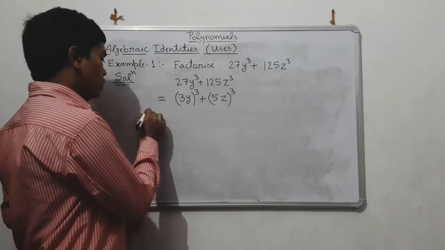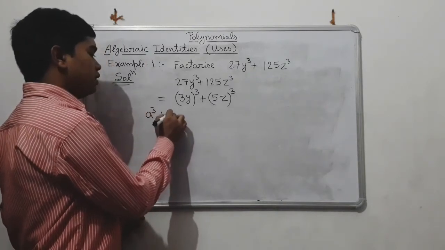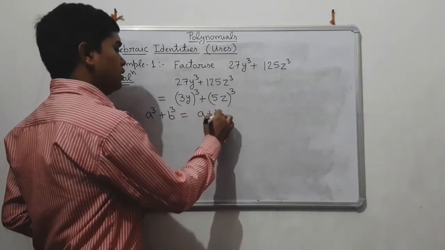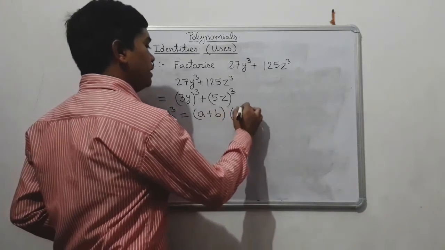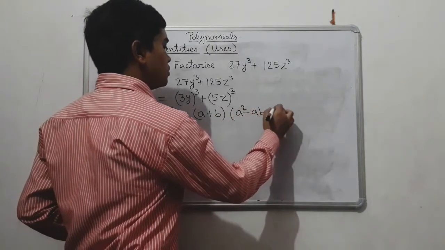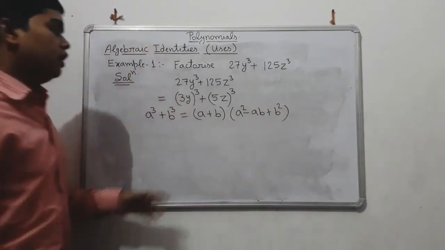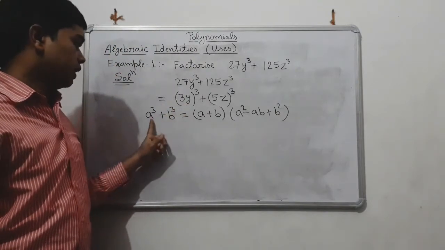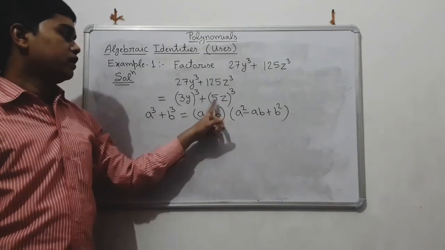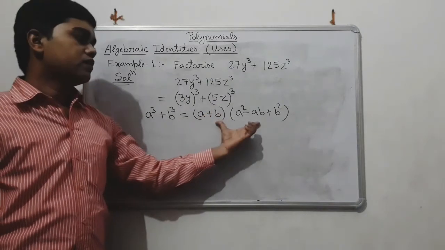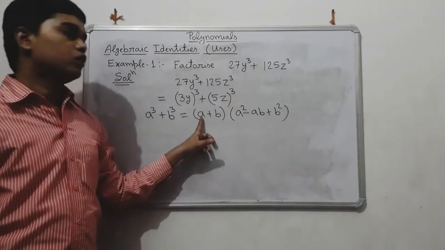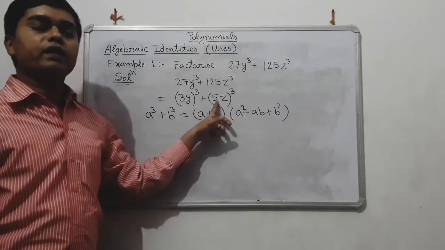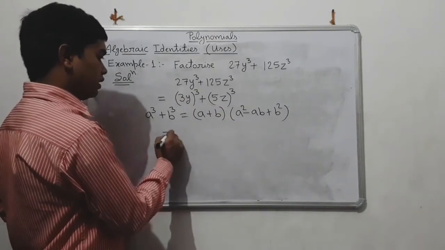So here we are going to use the formula a cube plus b cube is equal to (a plus b) in the first bracket and (a square minus ab plus b square) in the second bracket. Now children, see, here we have 3y in the place of a and 5z in the place of b. So in this formula, where you get a, you will write 3y, and where you get b, you will write 5z.